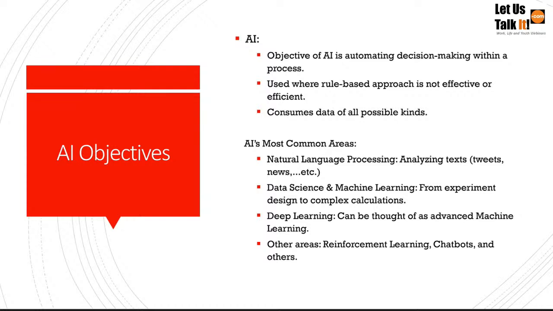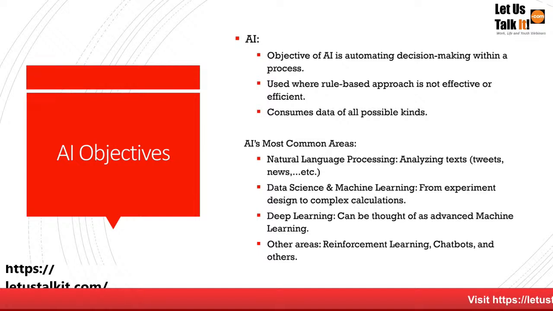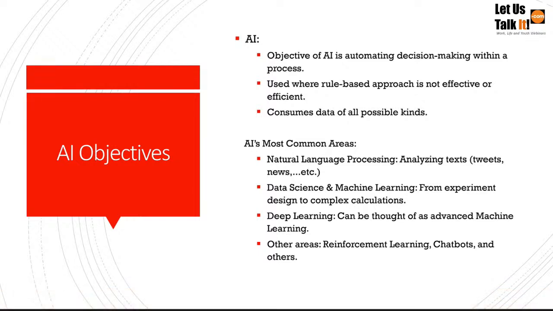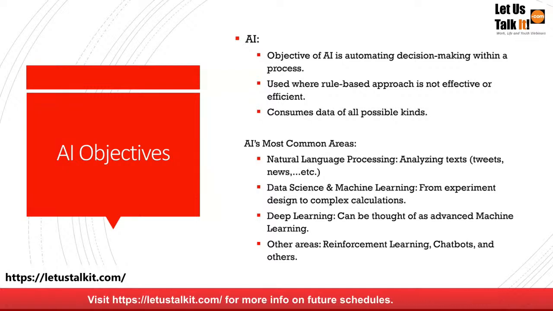So AI consumes data of all possible kinds. This is something many people know, but it sometimes is not very common knowledge: data is anything that can be recorded out of some task or process or event. Data can be speech, recorded speech. Data can be an image, a video, and as we already know, numbers and text as well.